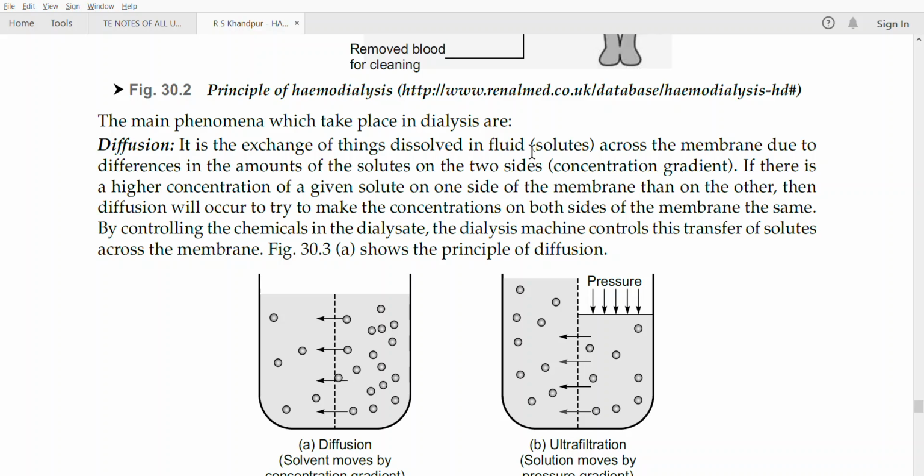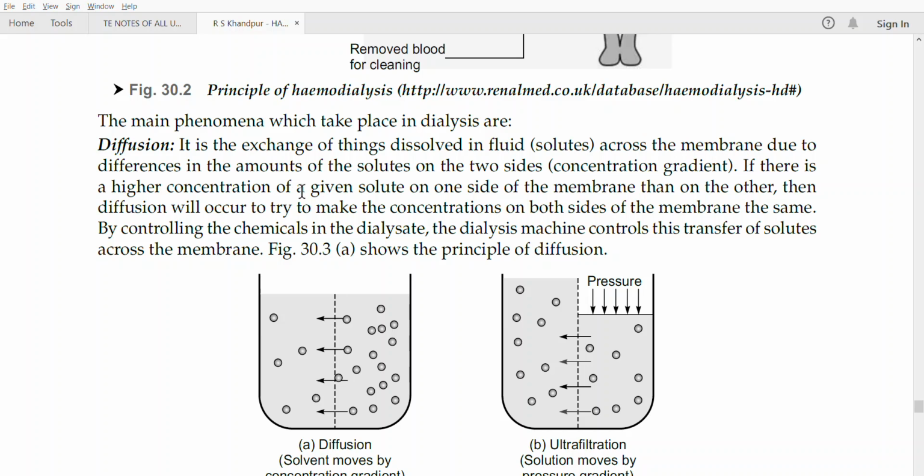The solutes are exchanged across the membrane due to a difference in the amount of solutes on the two sides, called the concentration gradient. So what is that? I have a large number of solutes here, and fewer solutes there. The movement of solutes from the higher concentration side to the lower concentration side is called diffusion.